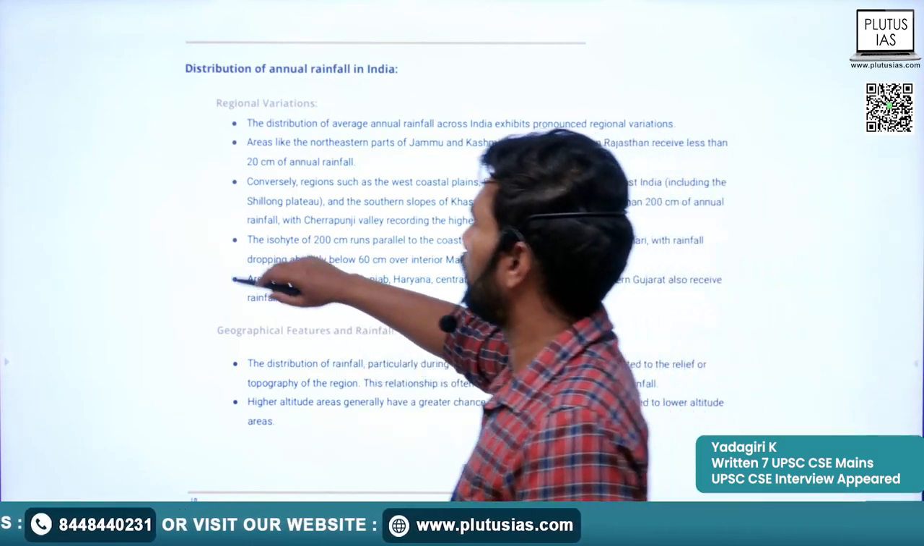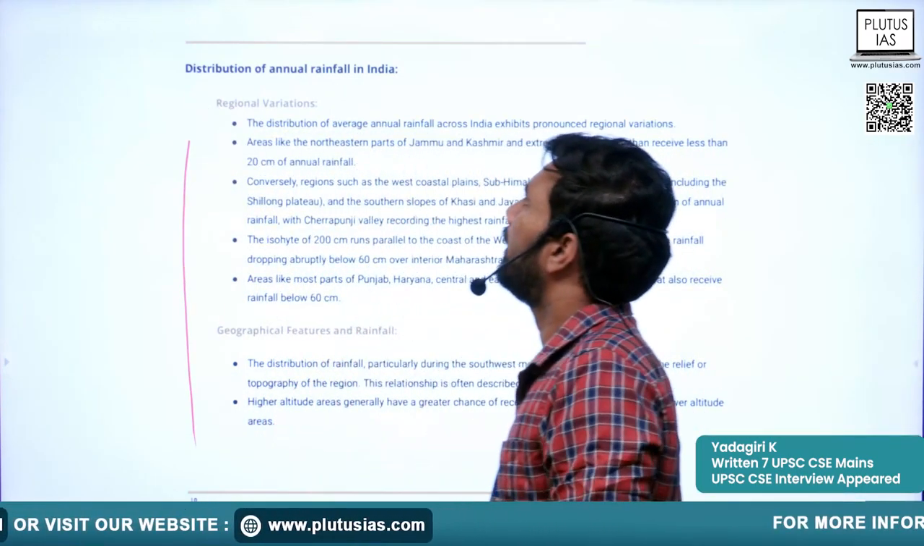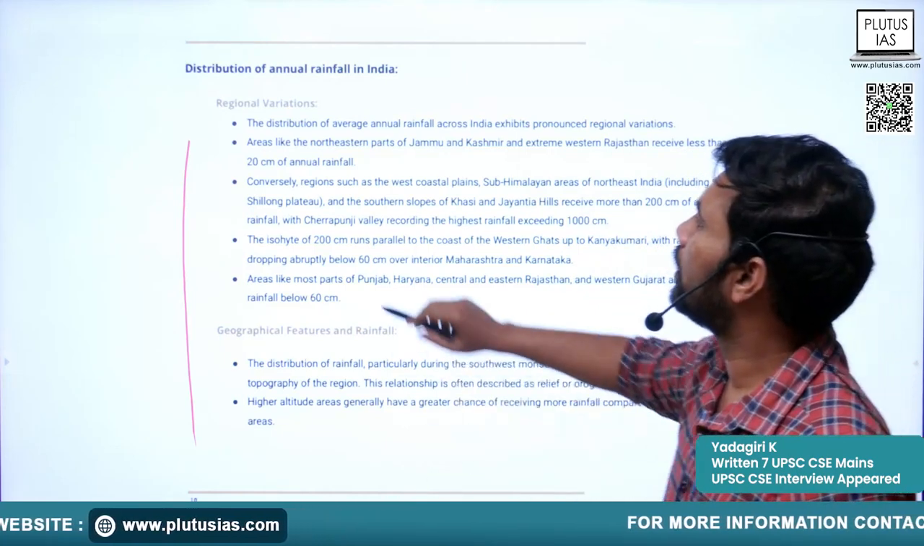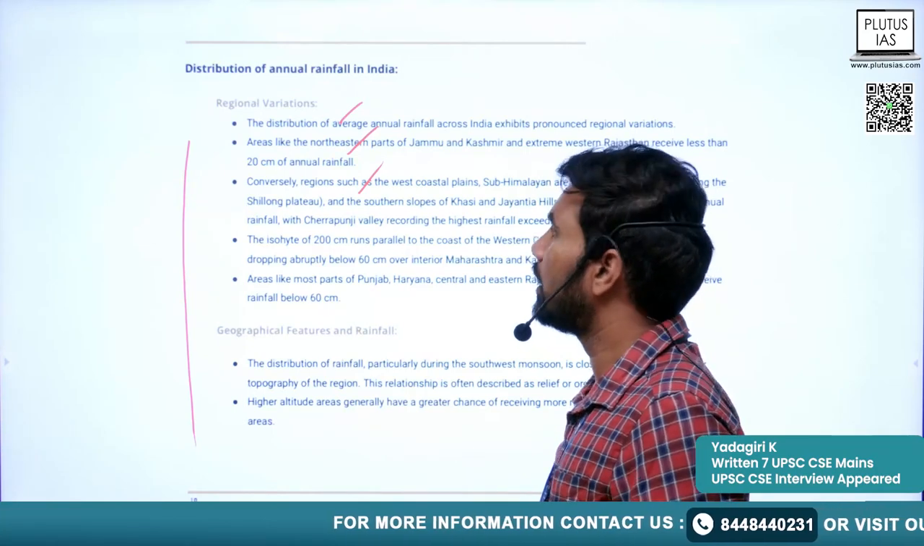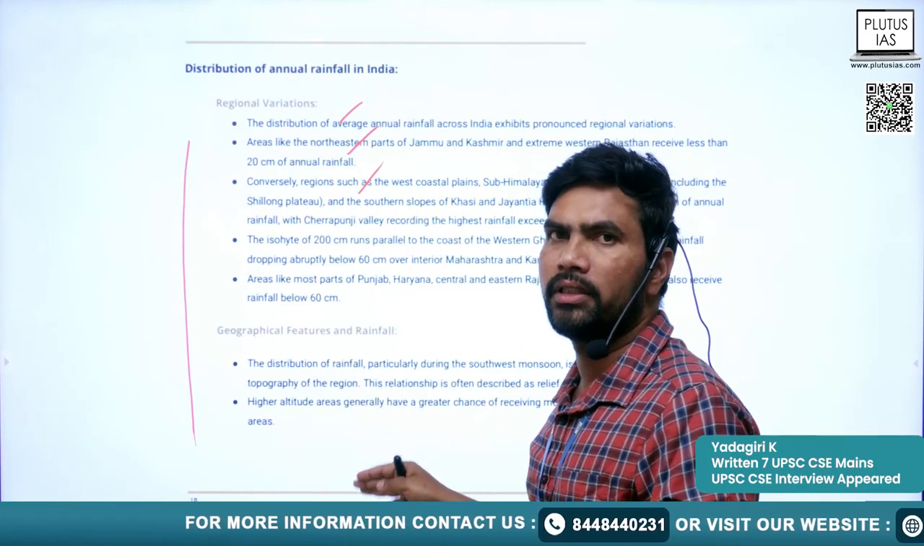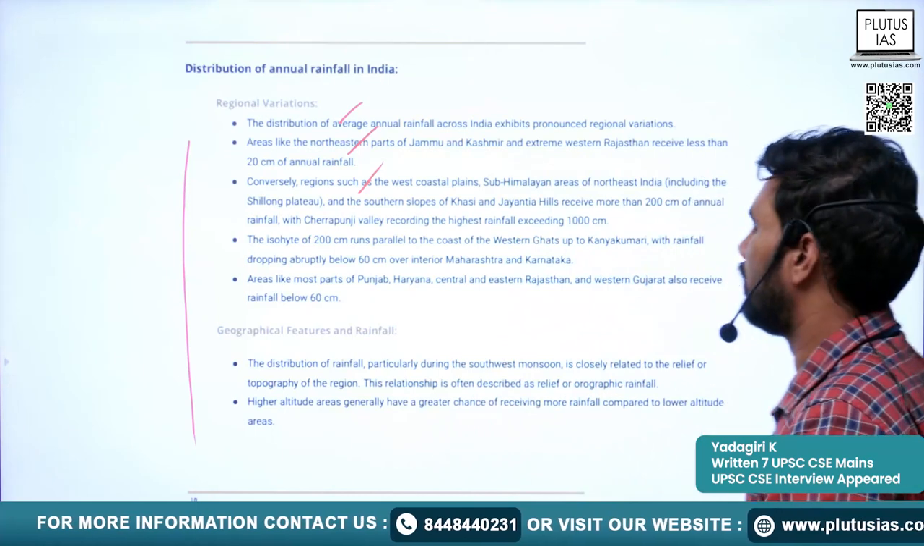So here you can see the distribution of rainfall in India. We can also see regional variations. In the beginning of the lecture, we have seen the distribution differences in the distribution of rainfall.